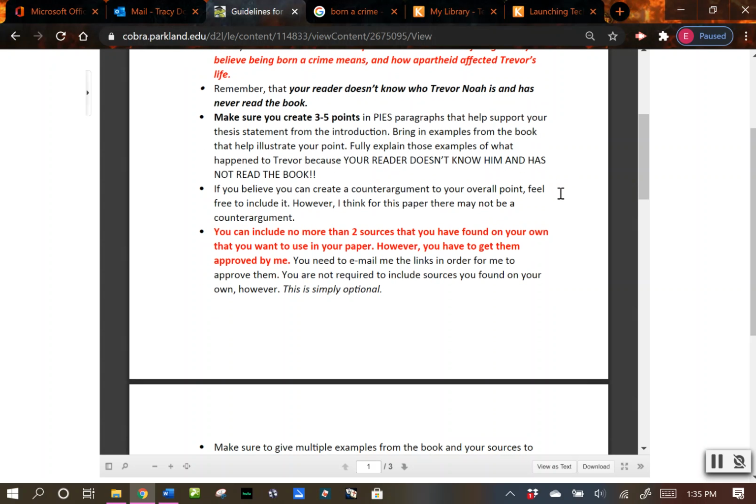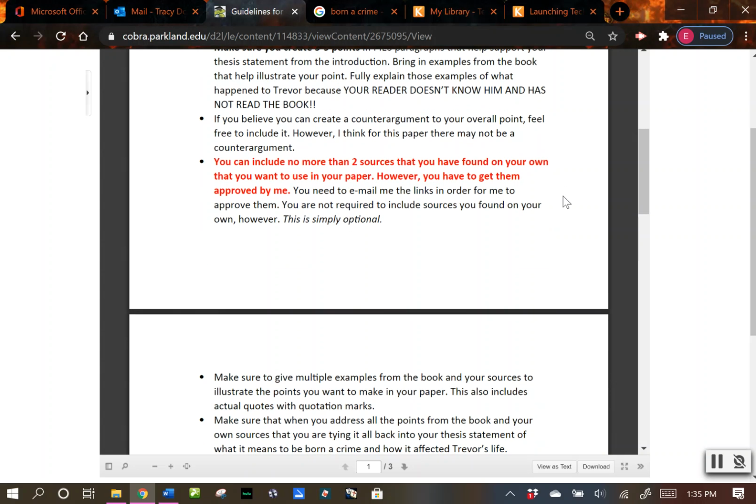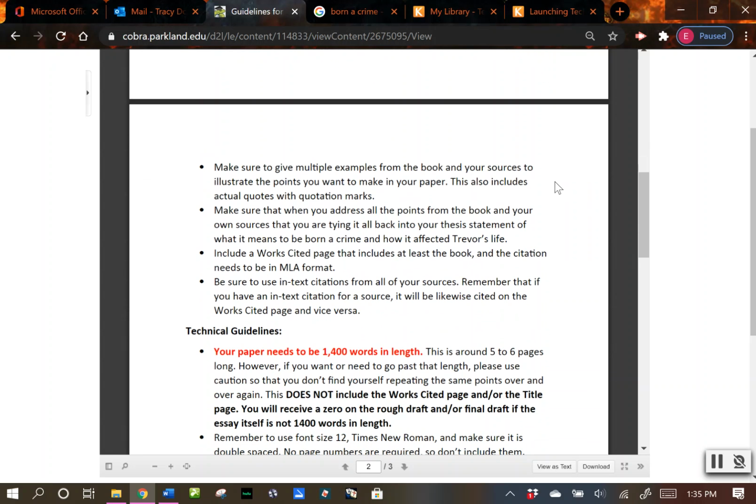I don't really feel like you're going to have a counter argument with this paper. If you think you do, let me know and we can talk about it. But really, there isn't much here. The only source that you're required to use is the book. But if you want to use a couple sources on your own, that's fine. No more than 2, and you have to get them approved by me. Now, some of you did not get approval on sources from the first paper. I won't allow you to do that again. If you want to use a source, you've got to get it approved by me. So email me the links, and I will give you that approval.